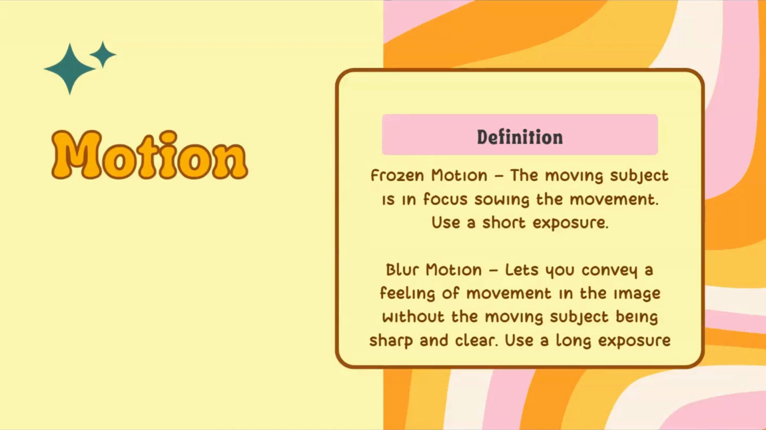So we're going to take pictures that have frozen motion and blurred motion. Frozen motion, the moving subject is in focus, showing the movement, and you use a short exposure. Blur motion lets you convey feelings of movement in the image without the moving subject being sharp and clear, and you use a long exposure.